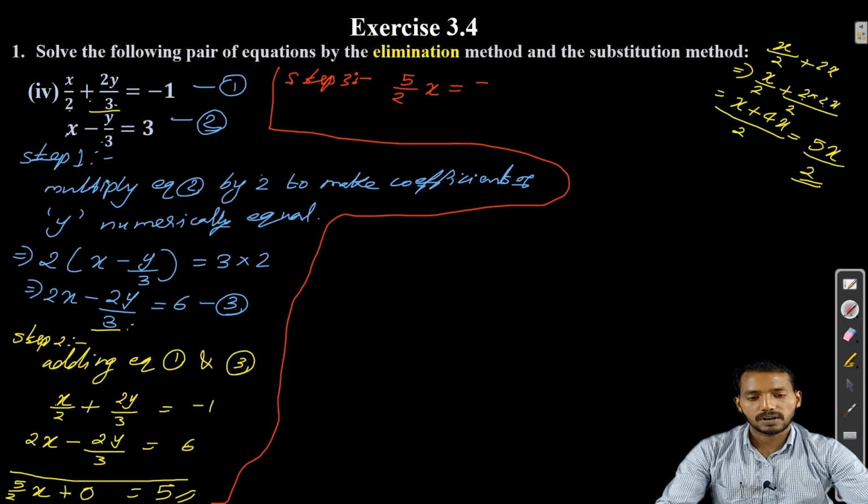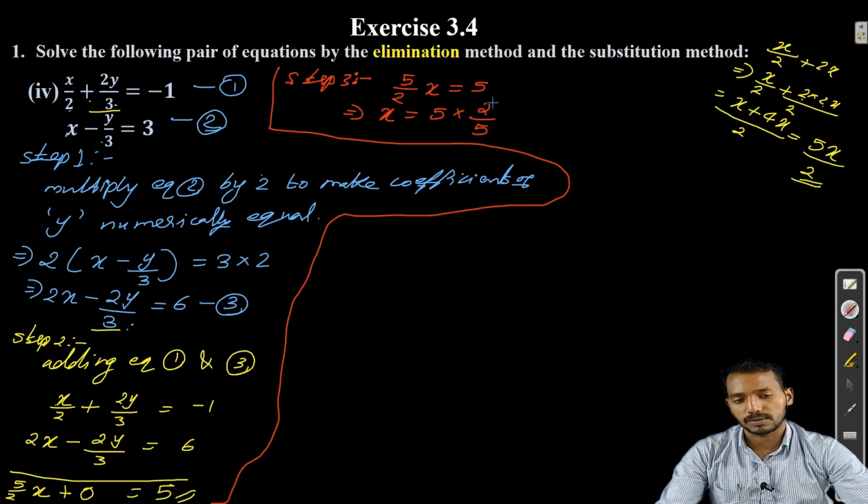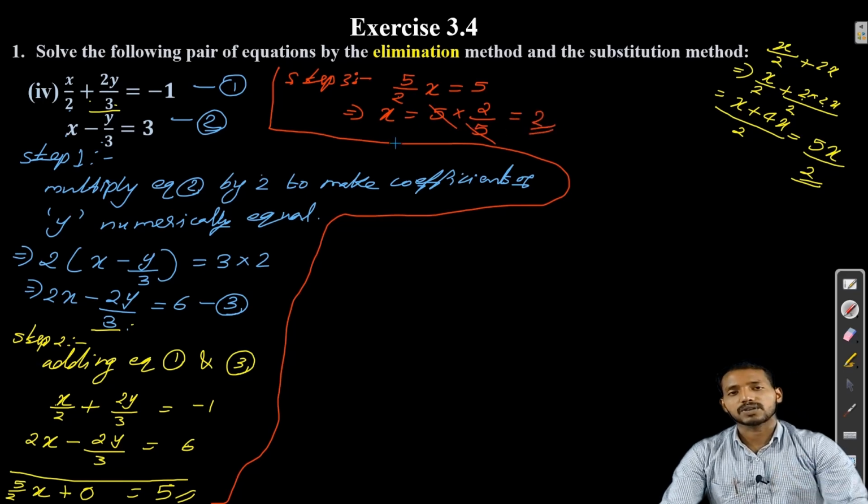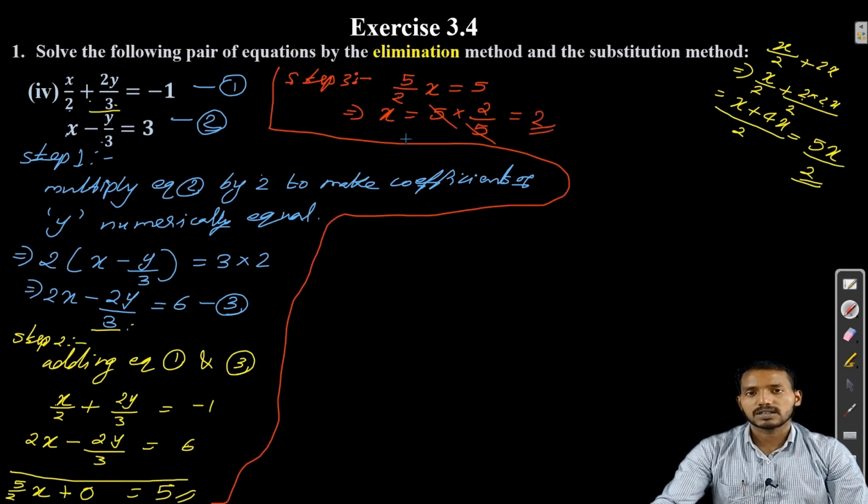In step 3, 5 by 2 x is equal to 5. So that implies x is equal to 5 into 2 by 5. Take it to the right side, it will be multiplied by the reciprocal. That means the numerator term will be in the denominator, the denominator term will be in the numerator. Now 5 cancels, which is equal to 2. So the value of x we got. Now we proceed with step 4.